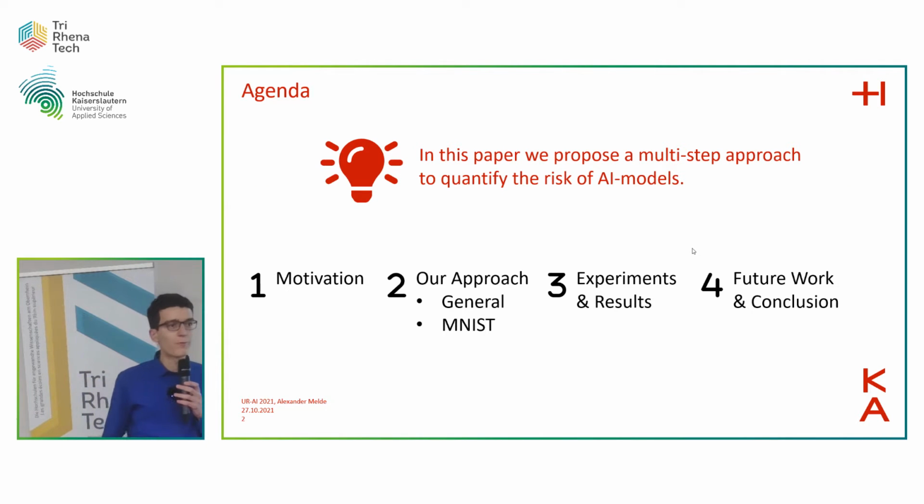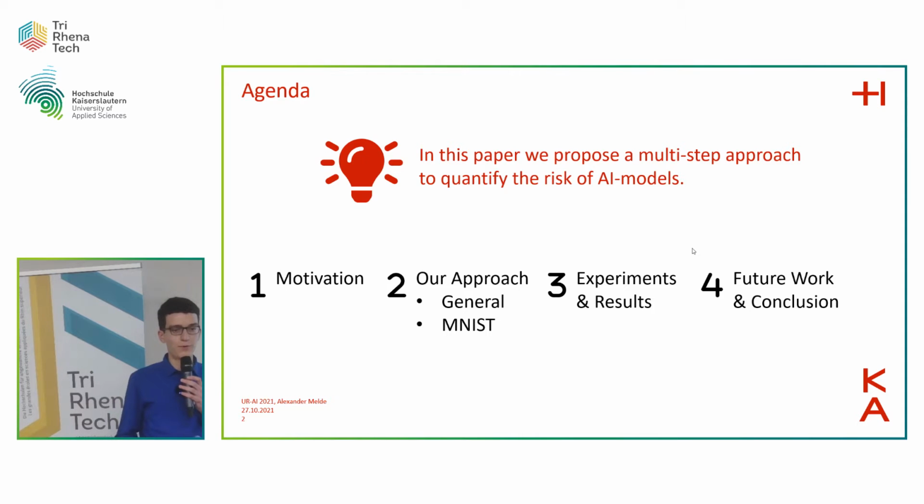In our paper, we propose a multi-step approach to quantify the risk of AI models. To give you an insight of why this is important, I will start with our motivation. Second, I'd like to give you an overview of our approach, both generally and then applied to the MNIST dataset, which contains images of handwritten digits. Third, I will present the experiments we did and the results we got from these experiments. And finally, I'm going to talk about future work opportunities and draw a conclusion.